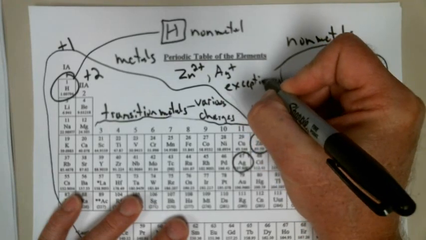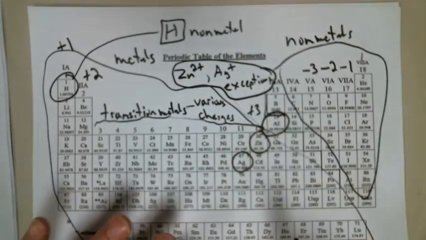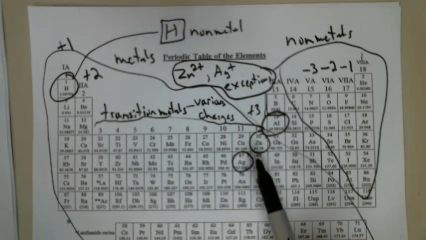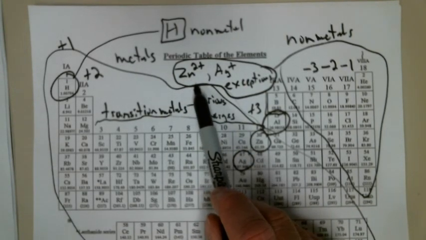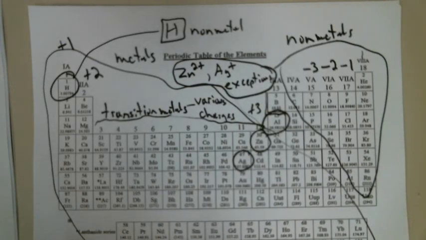It's kind of like rules in grammar, there's always exceptions. So the rule is transition metals can have various charges depending on what compound they're in, but zinc and silver are exceptions to that. Zinc's always +2 and silver is always +1, and we have to know that.